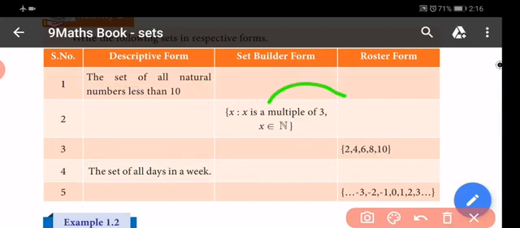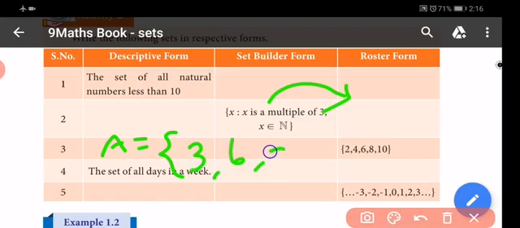Okay. How do you write in the roster form? So for all x such that x is a multiple of 3, we say set A equal to, within braces, multiples of 3, that is the third table. So first 3, 6, 9, 12 and so on, up to x belongs to capital N, that means the set of natural numbers 1, 2, 3 and so on, up to infinity it keeps going. So A equal to 3, 6, 9, 12. Okay, do you understand?